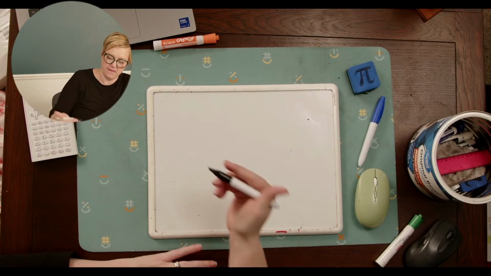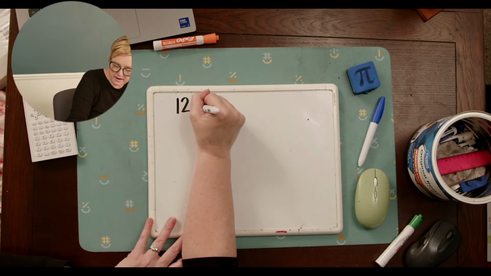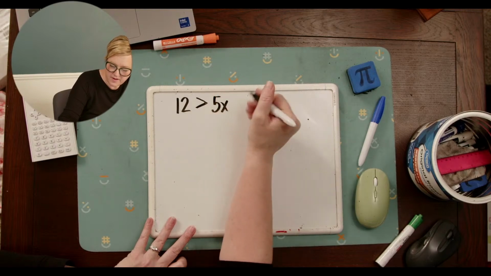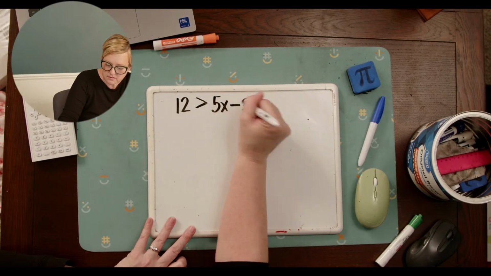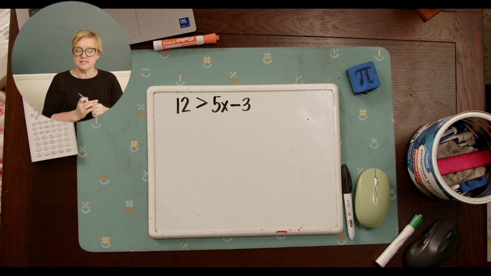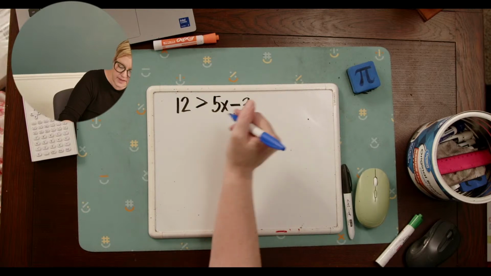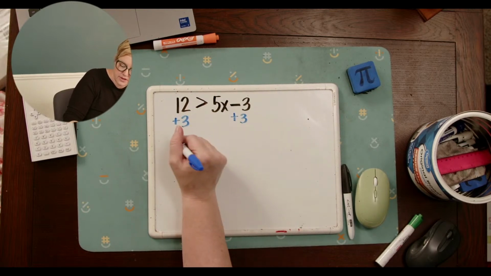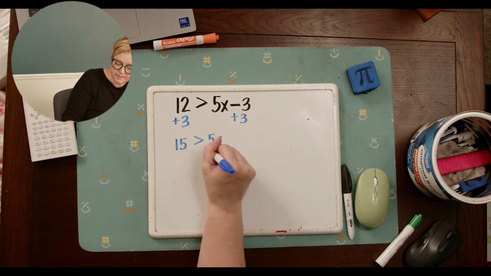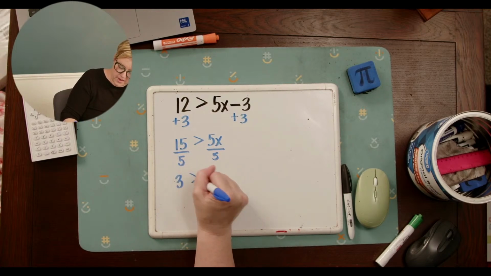Okay. If I said that 12 is greater than 5x minus 3. Okay, again, I'm going to solve it just like an equation. I'm just going to go through the steps, right? So I add 3 to both sides, plus 3, plus 3. So I have 15 is greater than 5x. I'm going to divide both sides by 5. And I get 3 is greater than x.